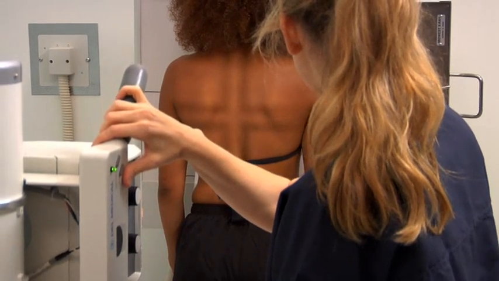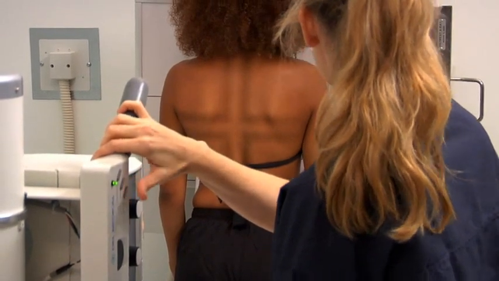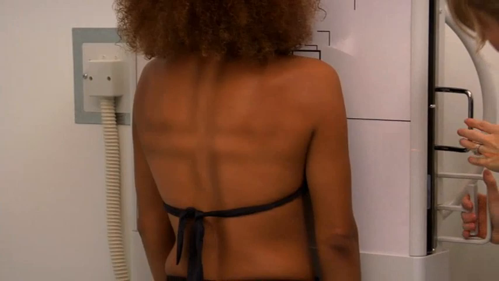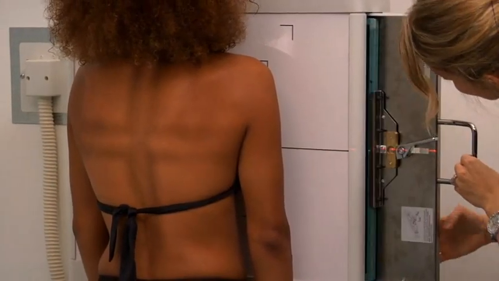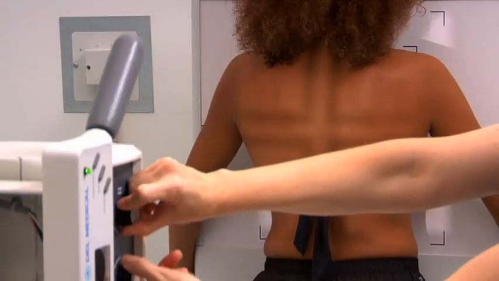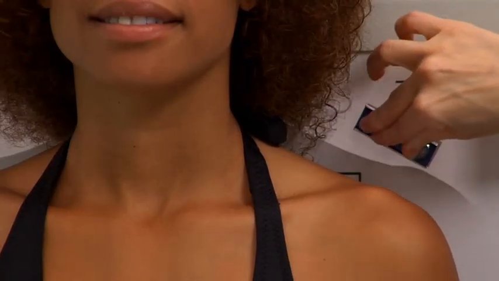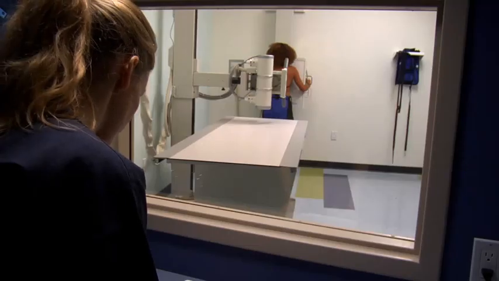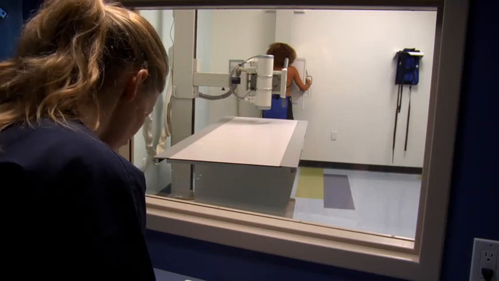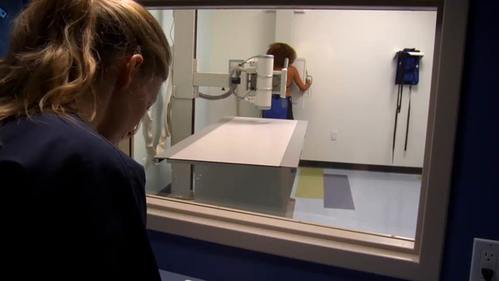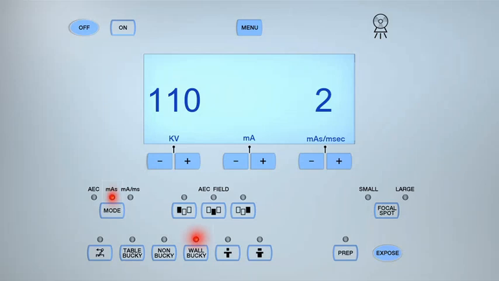Align the central ray to the body part by adjusting the position of the crosshairs. Adjust the image receptor to the central ray. Collimate the light field to include the necessary anatomical structures. Place the appropriate lead markers within the field of collimation. Position yourself behind the lead screen and adjust the exposure factors according to the patient's body habitus.